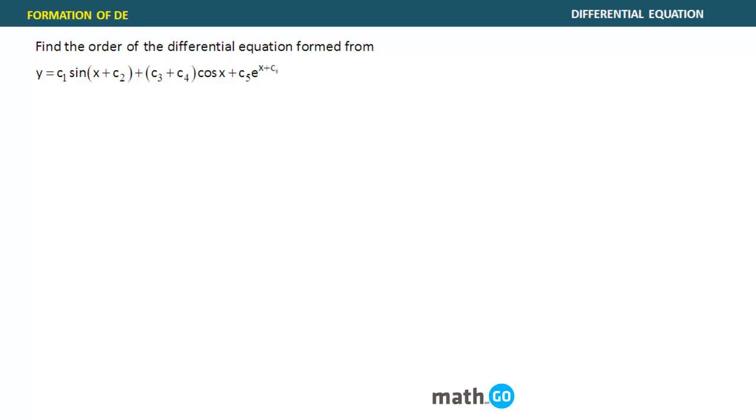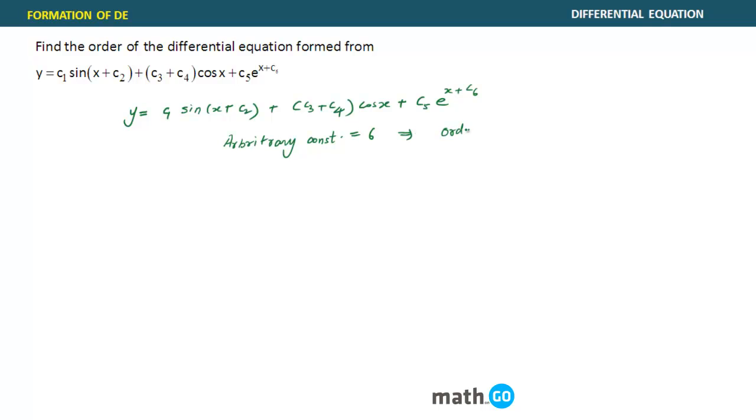It says find the order of this particular differential equation where y is equal to c1 sine of x plus c2, plus c3 plus c4 cos x, plus c5 times e raised to power x plus c6. So at the first moment it looks like how many arbitrary constants? Can you tell me how many arbitrary constants are there? The arbitrary constants look like 6. So the immediate answer that you people can give is order is equal to 6. But the answer is not 6. That's the beauty of this question, so that's the reason I have taken this.